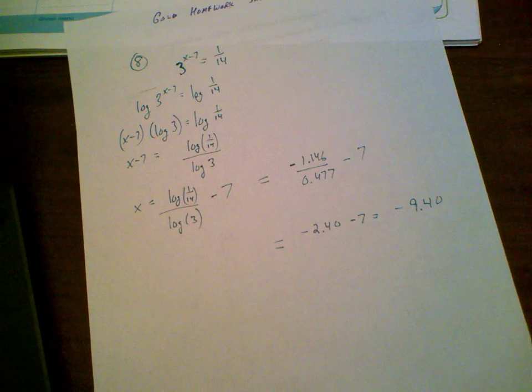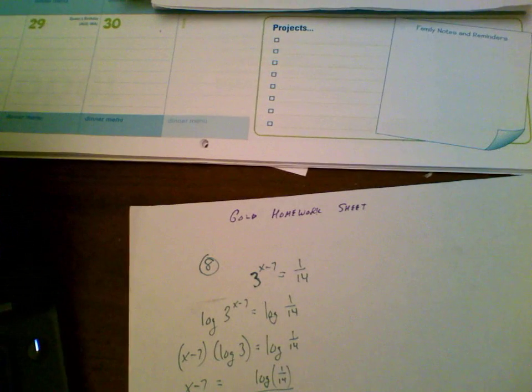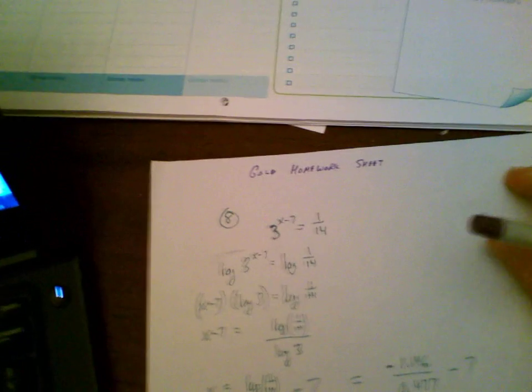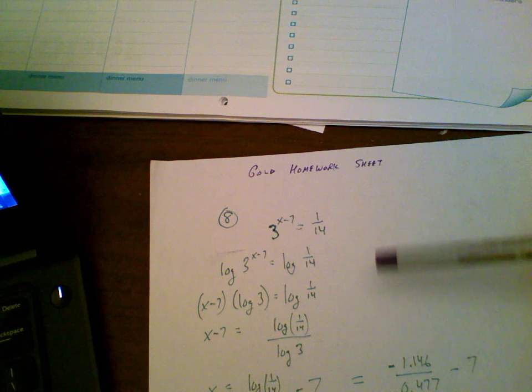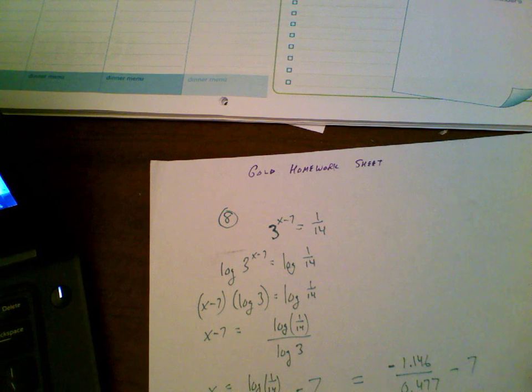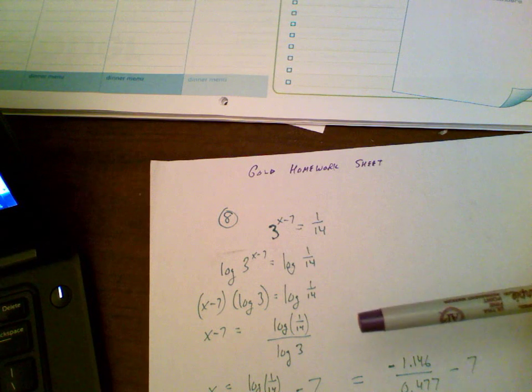The final problem, just one more that we'll do, a little bit more complicated, but certainly workable. We have 3 to the power of x minus 7 equals 1/14. On this one, I'm going to just go ahead and attack this with logs. So log of 3 to the x minus 7 power is the same as the log of 1/14. Power property, always power property when I'm following along.